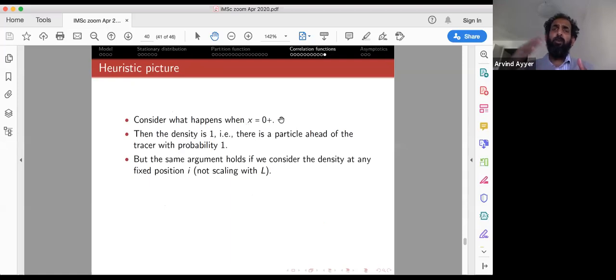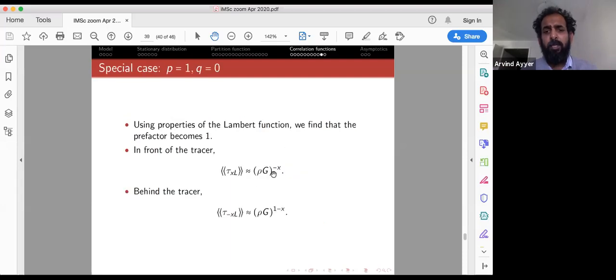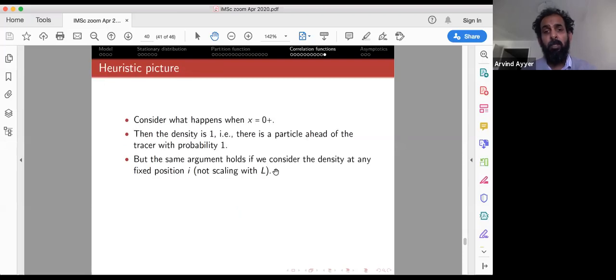So in particular, suppose you focus on what happens just immediately in front of the tracer particle. Well, immediately in front in the macroscopic sense, on this macroscopic scale. So it could be 100 sites ahead or whatever. Then what this formula tells us is that at x equals 0, this becomes 1. So that means that there will be a particle there with probability 1.